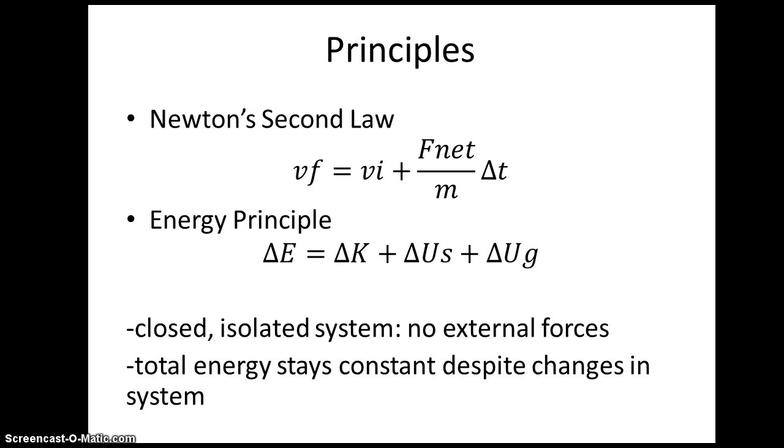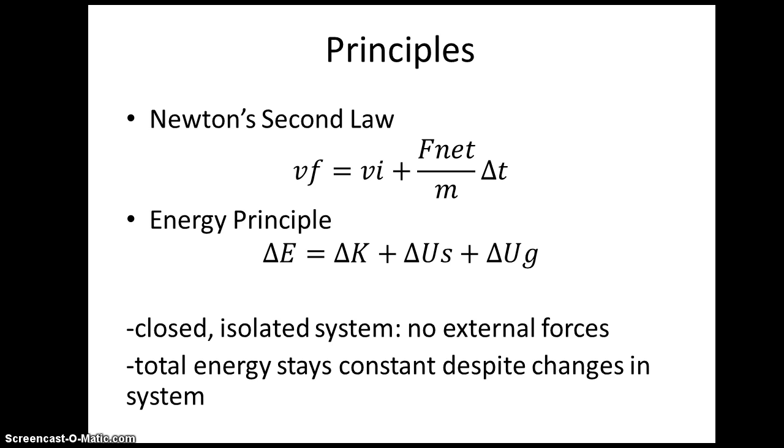Newton's second law and the energy principle are the two physics laws that the model replicates. Newton's second law finds the final velocity and position, while the total energy shows the energy is equal to the kinetic energy plus the total spring and gravitational energies, which is the total flow of the energy in the system.